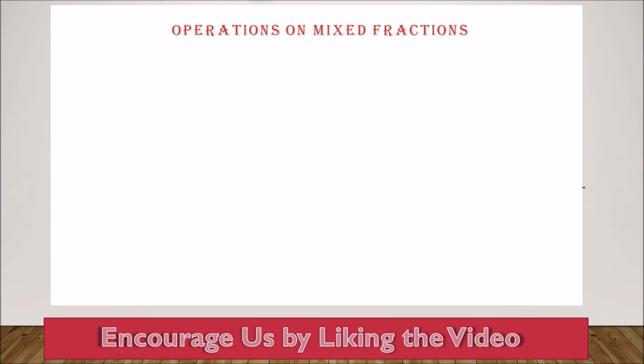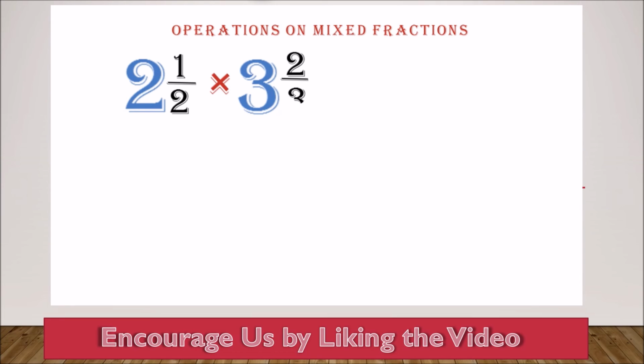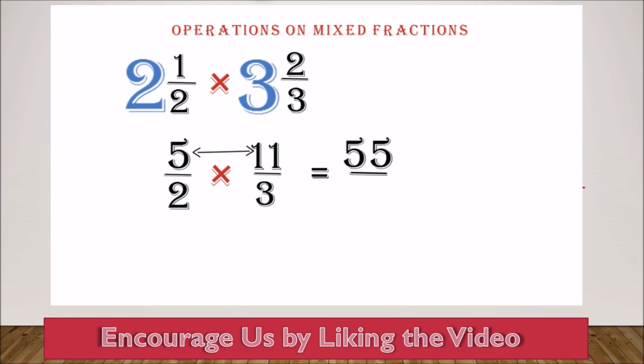Operations on mixed fractions. Since mixed fractions can be converted to improper fractions, you can always convert them first. After that, you can just work on them like how we worked on fractions. Example, if you are to multiply the mixed fractions 2 1/2 and 3 2/3, you can convert them to improper fractions. We have 5/2 by 11/3. This can now be multiplied just as we have been doing. 5 by 11 will give us 55, over 2 by 3 will give us 6.